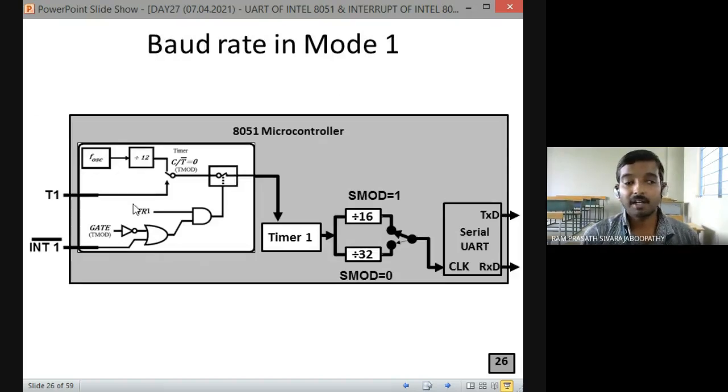Here, how is the baud rate generated? It is a variable baud rate. I have told you it is variable baud rate. What is the meaning of that? Pay attention.